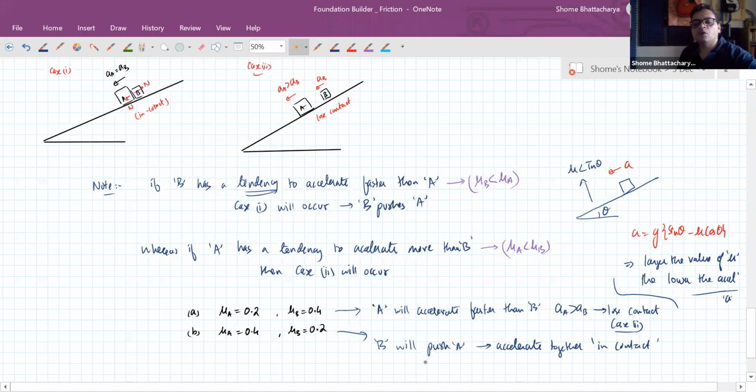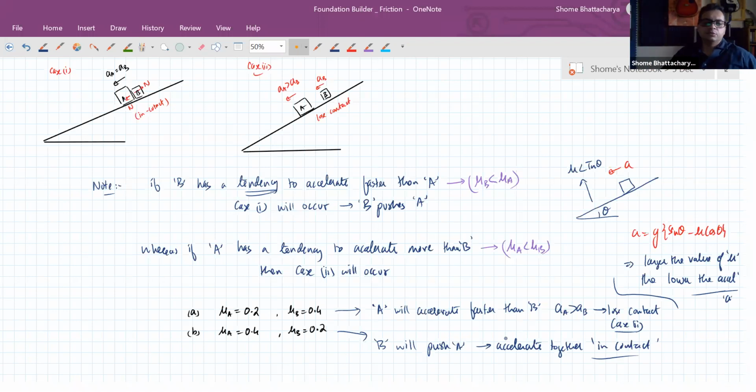So now at least we know what is happening in each of the cases. Now we just need to calculate the accelerations and we need to calculate the contact force in the second case. So for that, you come to the free body diagrams of each of the blocks in each of the cases and work this out.